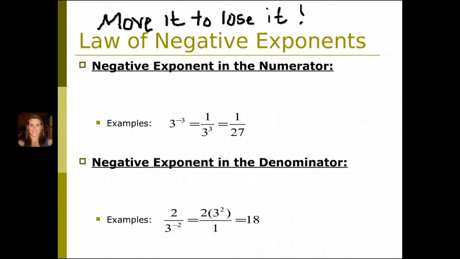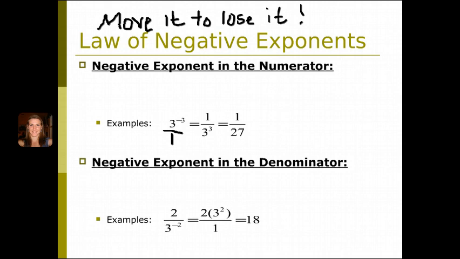We have to remember that the denominator of any whole number is always 1. So we move the 3 to the negative third down to the denominator. When we move it, we lose the negative sign on the exponent. So we have 1 over 3 to the third. When we simplify that, that gives us 1 over 27.